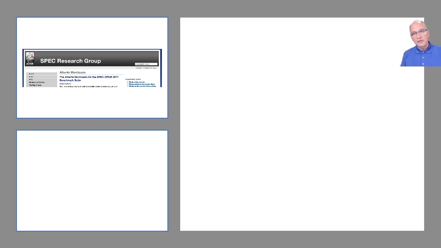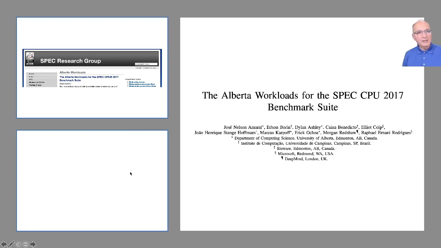So we got involved here at the University of Alberta with a team of students that worked over 3 years with the SPEC CPU group to create alternative workloads for these benchmarks. And these workloads are now published under the auspices of the SPEC research group, and so they appear on the SPEC research group website. We also produced a paper that describes these workloads. It's called the Alberta Workloads for the SPEC CPU 2017 Benchmark Suite.